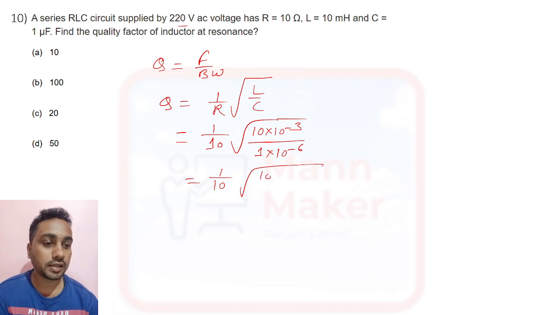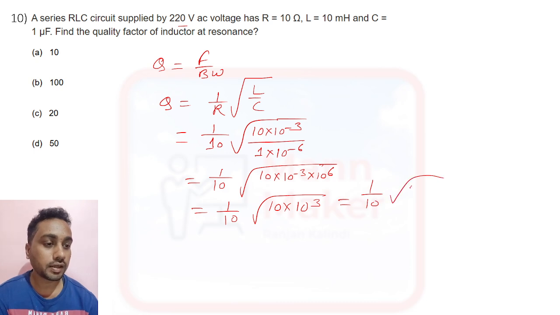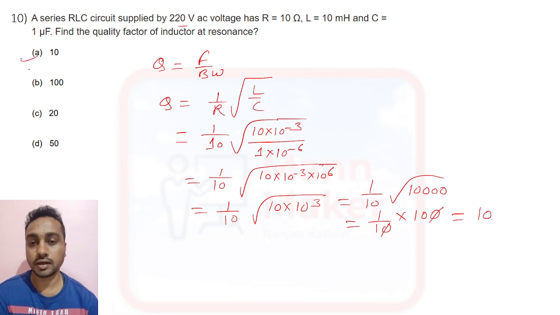We can write 10 into 10 to the power minus 3 and into 10 to the power 6. Like this we can write. And again this is 1 by 10, and this will become 10 into 10 to the power 3, or this is 1 by 10. We can write 10000, okay, 40, and this is 1 by 10 under root, so it will come 100. This gone, so this is 10. Option A is the right answer.